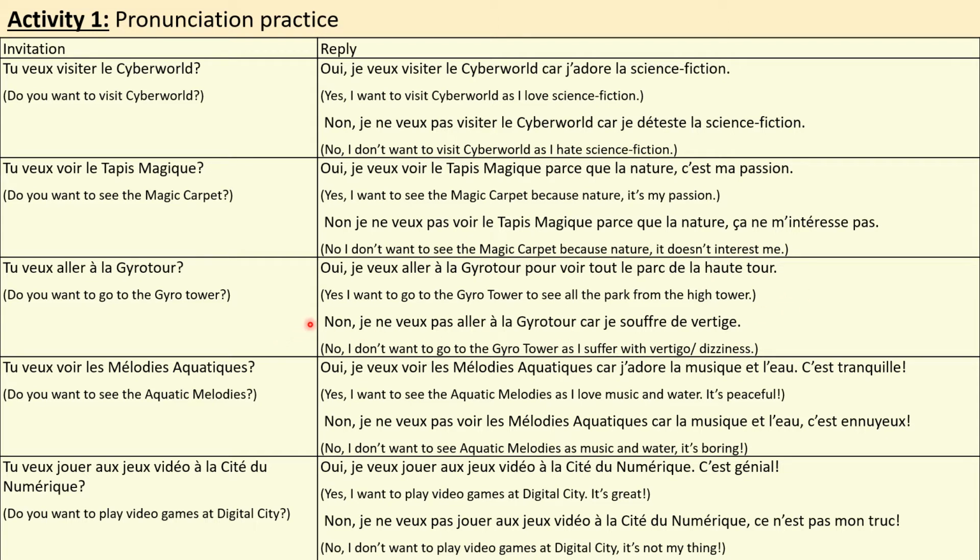Negative reply. Non, je ne veux pas aller à la gyrotour car je souffre de vertige. Your turn. Pause if you need to at any point. Fourth invitation. Écoutez et répétez. Tu veux voir les mélodies aquatiques? Your turn.